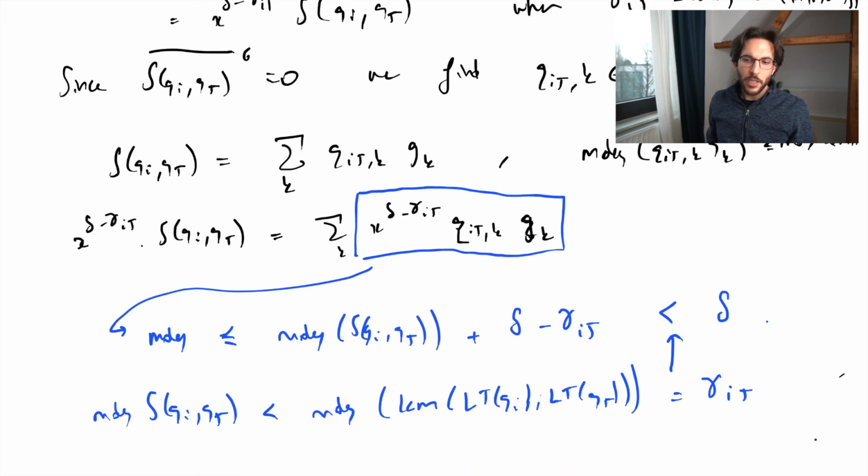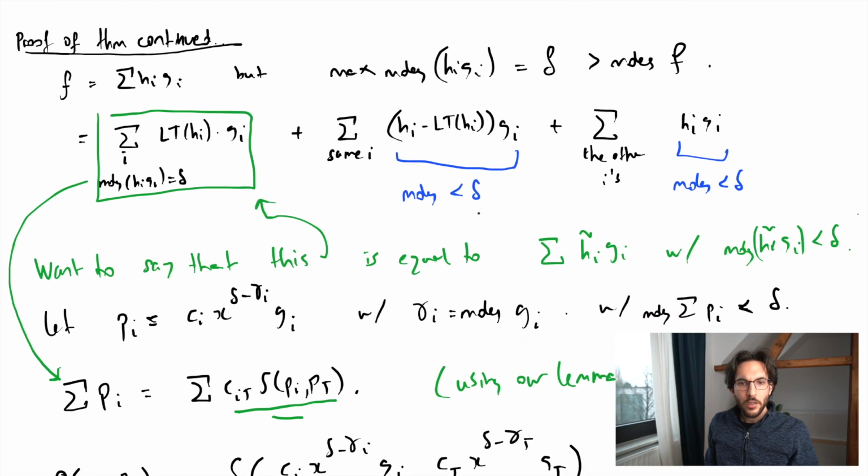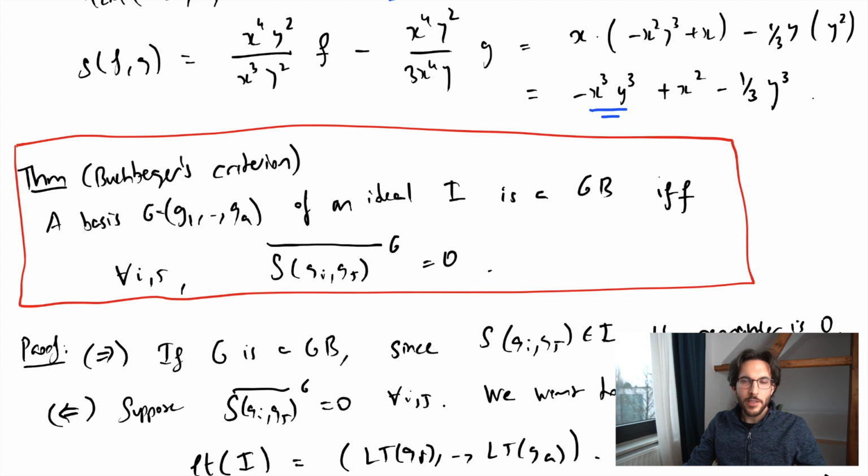So I can play this game again and again until the multidegree of the terms that I use to represent f here all eventually reach at most the multidegree of f. And then in this case, we have already concluded a theorem saying that G has to be a Gröbner basis. Well, okay, so this establishes Buchberger's criterion, which means that if someone hands us a basis, we can check whether or not it's a Gröbner basis.